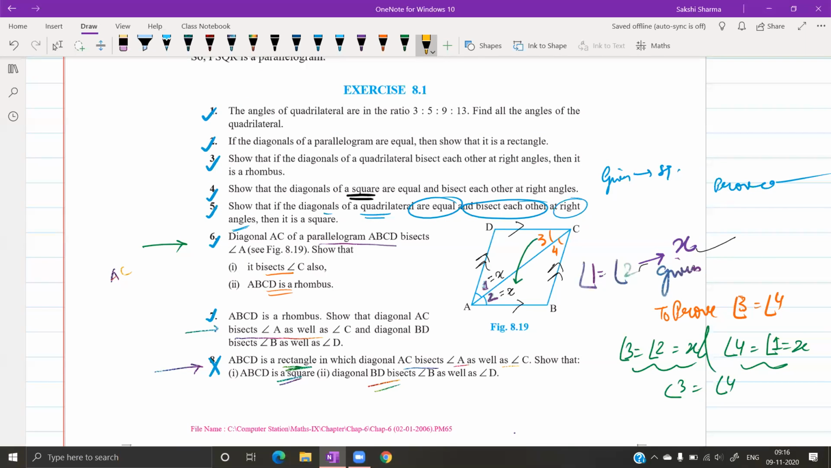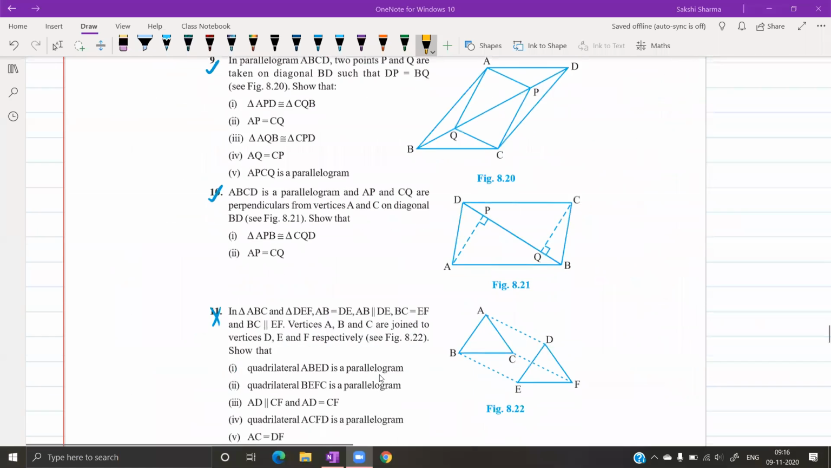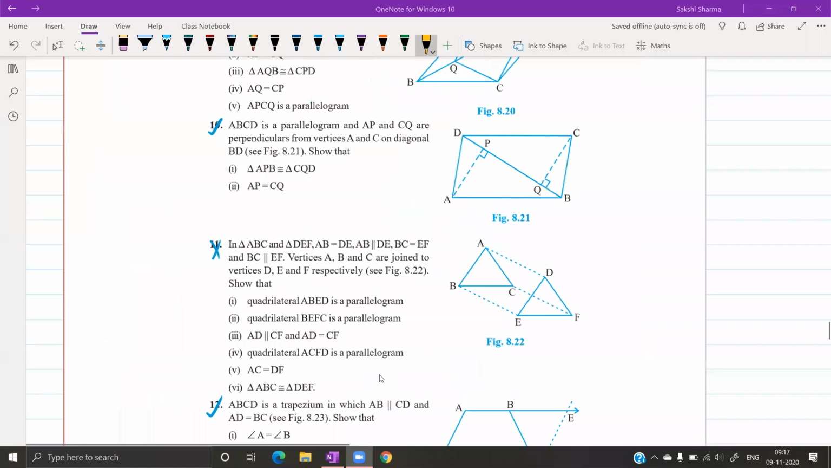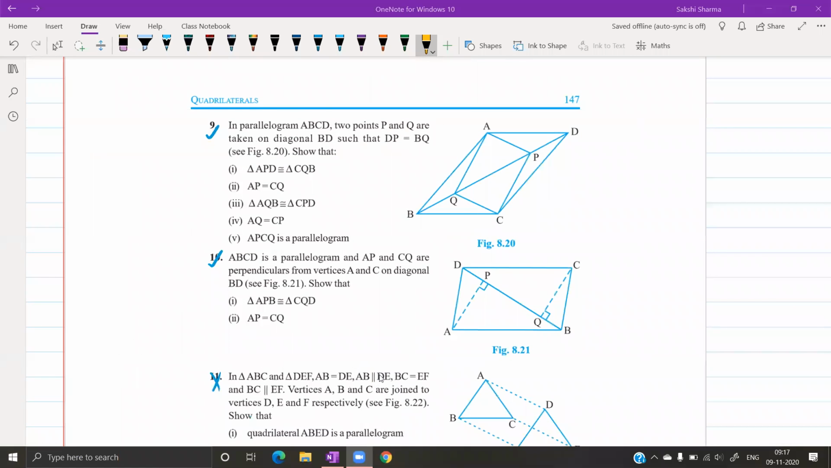Question number 8 is deleted. Question number 9. In parallelogram ABCD, there are 2 points P and Q on diagonal BD such that DP equals BQ. And then you have to prove all these results.